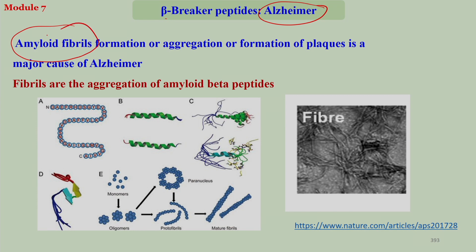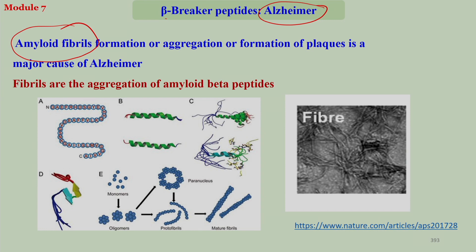Fibrils means fiber formation. Fiber means they are not soluble in the body. If the proteins become fibers, strong fibers, they do not become soluble and they cannot function. So, they will be deposited in the brain cells. So, Alzheimer's is basically a problem in the brain cells. So, proteins get deposited in the form of fibers in the brain cells.